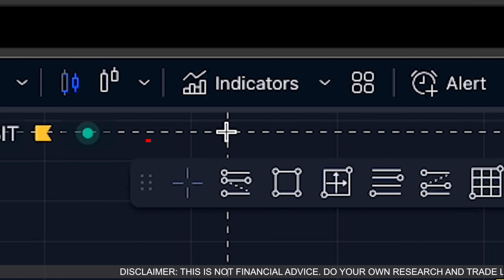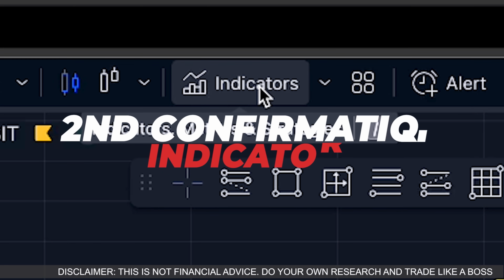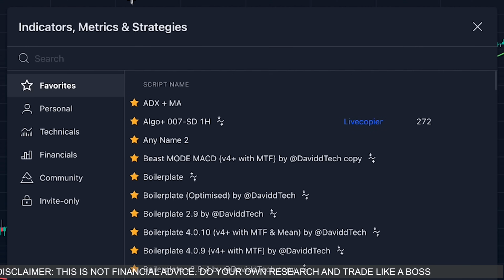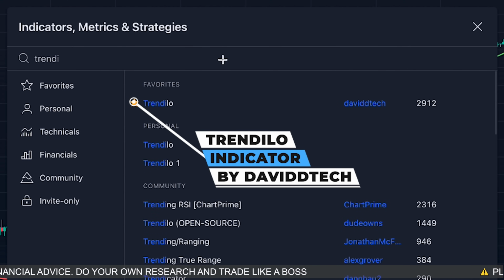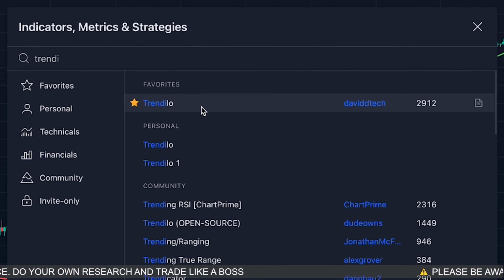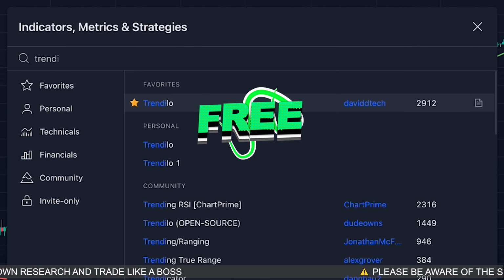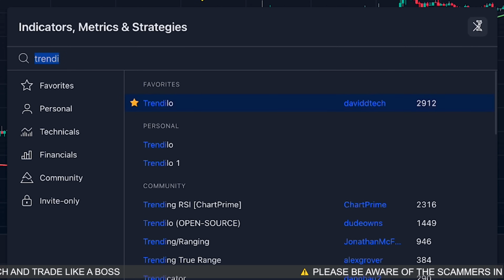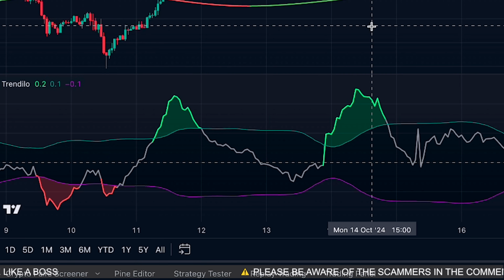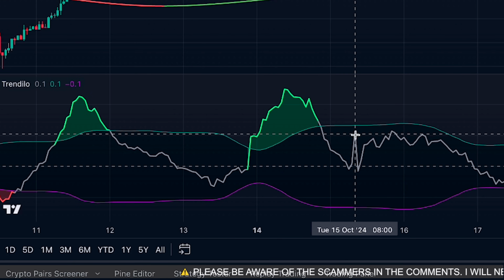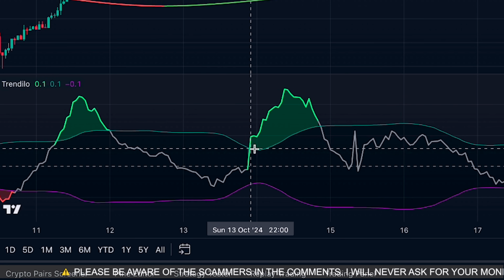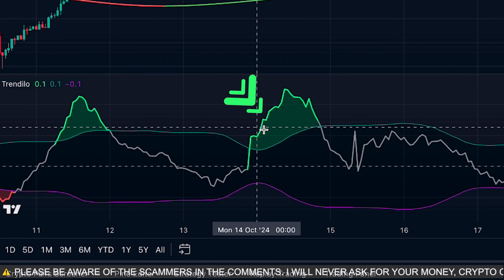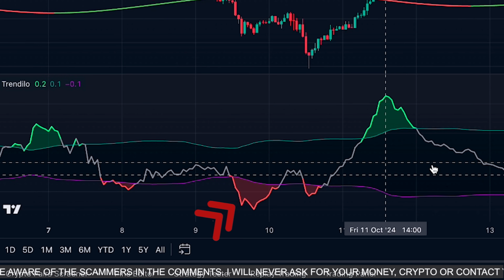So the next indicator that we're going to be adding is our second confirmation indicator. It's the Trendo, and is probably the most profitable indicator I've found in a long time. It's Trendo by David Tech. Like I said earlier, free of charge. Just go to the David Tech website and you can download it free of charge. We click on it to add it to our charts. And as you can see, it looks very much like an RSI with Bollinger Bands. For the entries, we're looking for the Trendo to be green for longs and red for shorts.